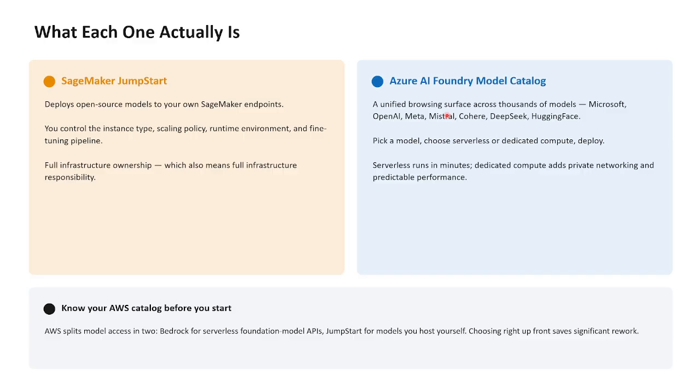models. It has Microsoft, OpenAI, Meta, Cohere, DeepSeek, Hugging Face. Pick a model, and you can go to serverless or you can go to dedicated compute for deployment. Serverless runs in minutes, dedicated compute adds private networking and predictable performance.